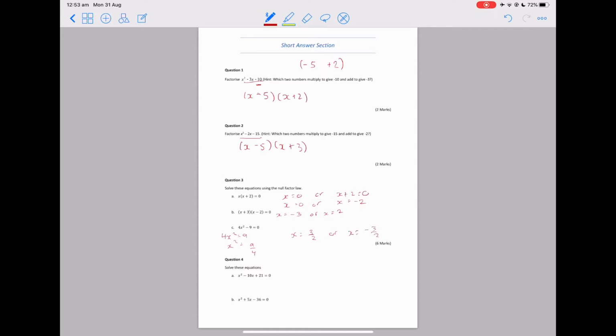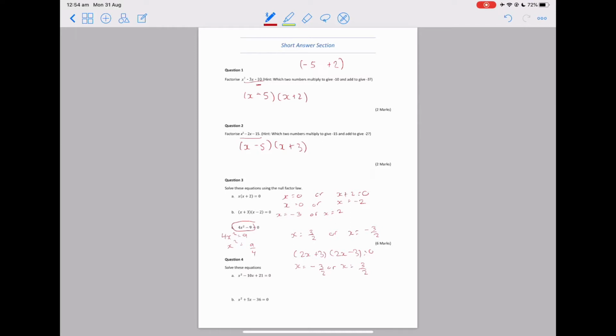Alternatively, you could have recognized that this was a difference of perfect squares, and you could have done 2x + 3 and 2x - 3, and that's how you would factorize it. And therefore, you would go x is equal to -3 on 2 for this one, and this one will be x is equal to +3 on 2, okay? And that's just another way you could answer that question.